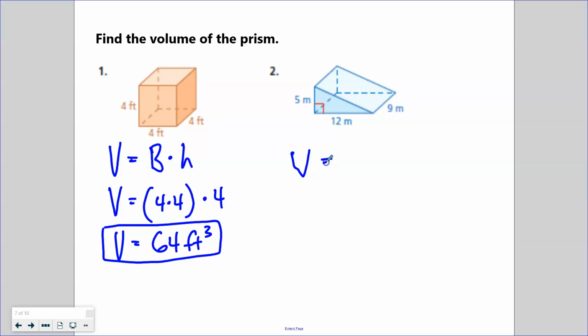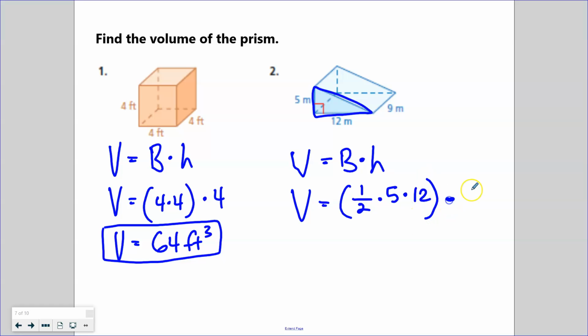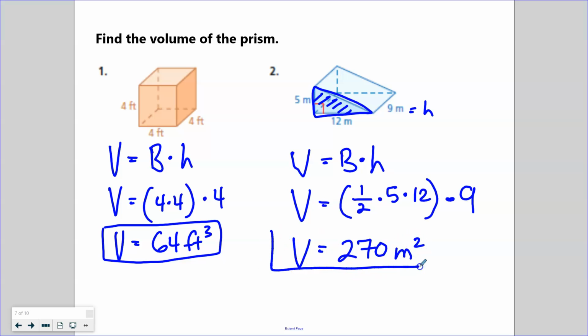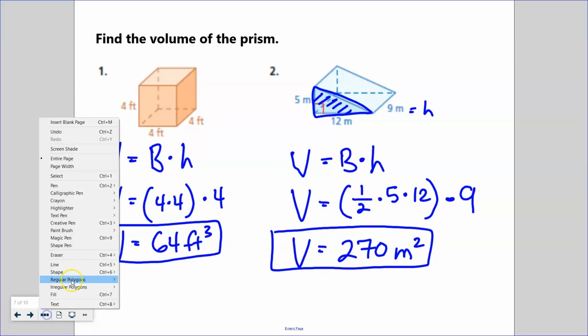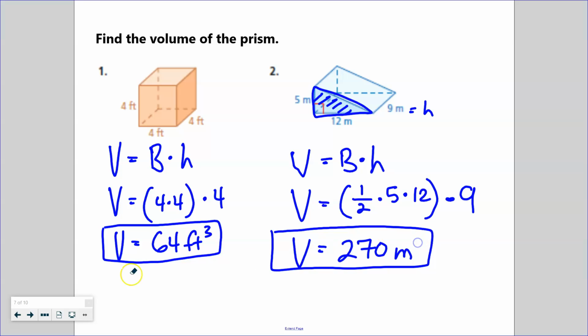All right, so volume equals area of the base times the height. Now remember, this is our base. And so we have 1/2 times 5 is the base here, and times 12 is the height. It's sitting on its side as well. Times 9 would be the height. So imagine we flip this, so it's sitting on here, and then we would see that 9 would become the height. And so 1/2 of 12 is 6, times 5 is 30, 9 times 3 is 27 with a 0 on the end, and we get 270 meters squared. What the heck? I thought you said it's cubed. It is cubed. Just making sure you're paying attention. Meters cubed.